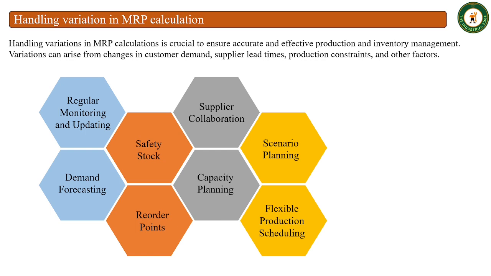8. Flexible production scheduling. Implement flexible production scheduling techniques such as just-in-time or lean manufacturing to quickly adapt to changes in demand and reduce the impact of variation. Ninth point, exception management. In that, implement exception management practices to quickly identify and address variation that deviates significantly from the planned MRP calculations. Also focus your attention on managing exceptional cases that require immediate action.